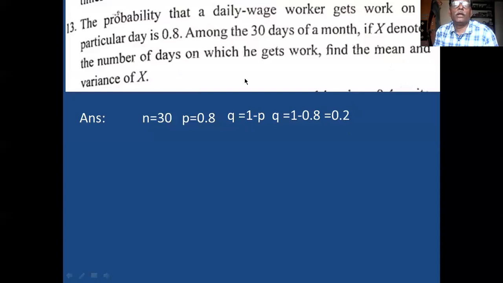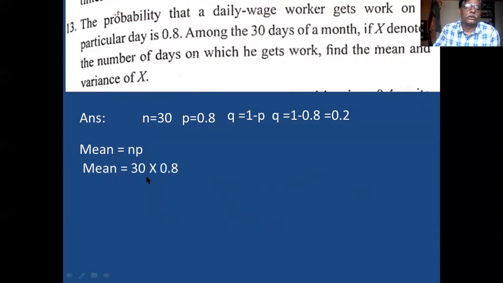Then they asked to calculate mean and variance. Mean is equal to np. What is the answer? N into p. 30 into 0.8 is equal to 24. Then next is variance. Variance is equal to npq. Then what is the npq answer?